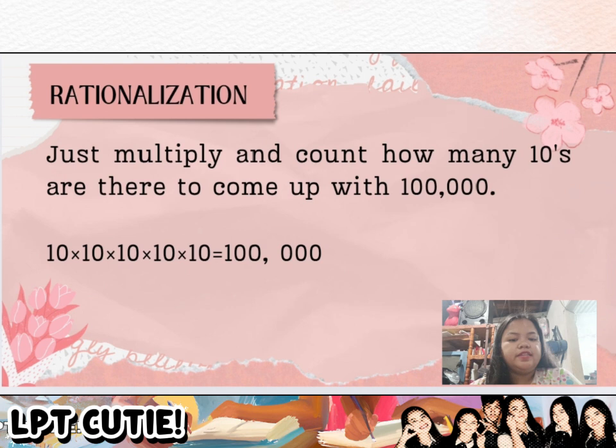How about letter D? 1 times 10 to the power of 3. Is it 100,000? No, it's only 1,000. How about letter E? 1 times 10 to the power of 6. It's only 1 million, not 100,000. So the correct answer is letter C. 10 times 10 times 10 times 10 times 10 is 100,000. So the correct answer is letter C.